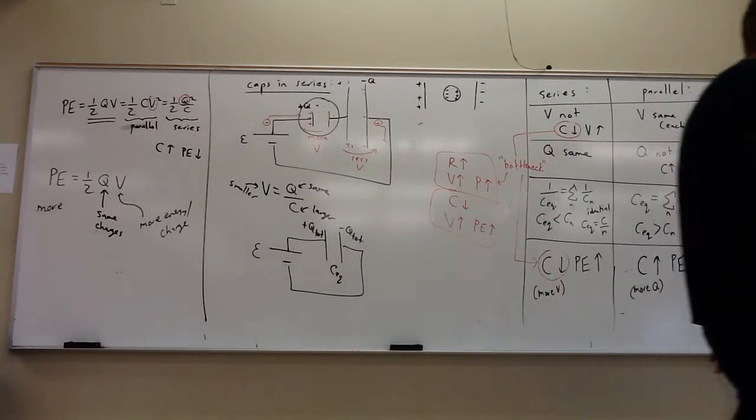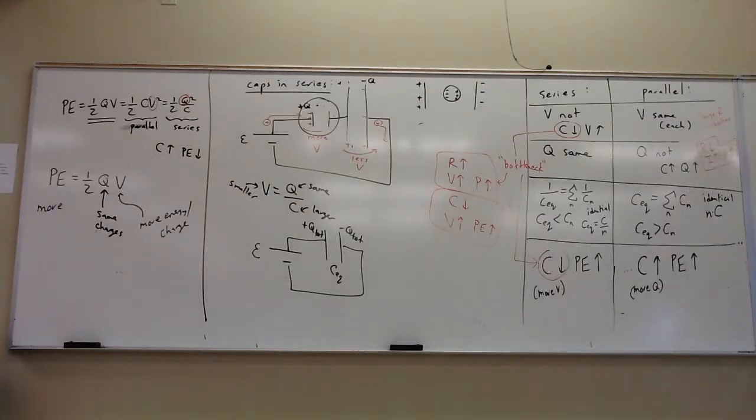Well, same deal, okay? So the small resistor is easier here. The large capacitor is easier, right? The large capacitor is easier to store charge. So what do we see? The larger capacitor stores more charge and stores more energy.